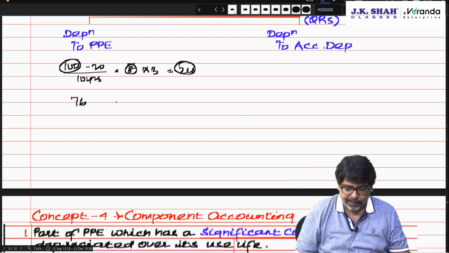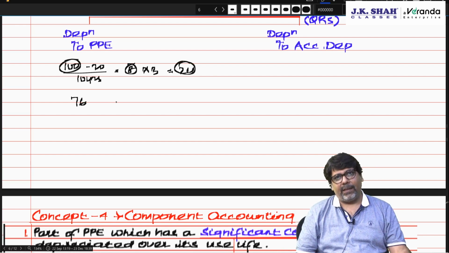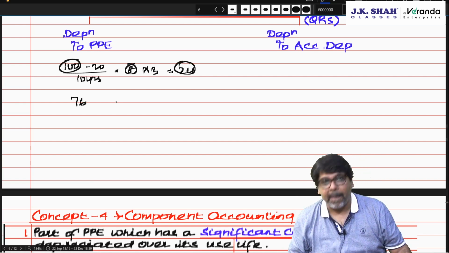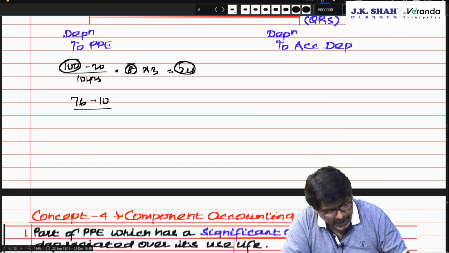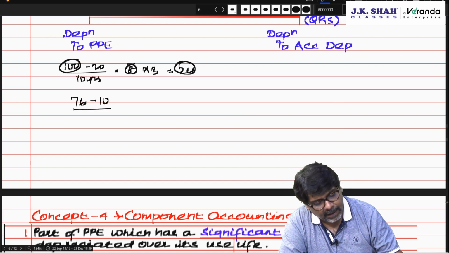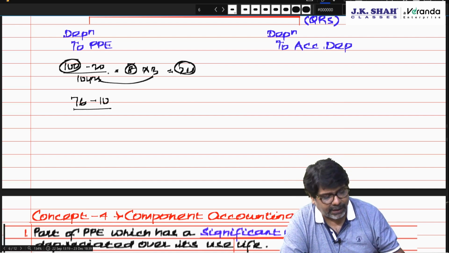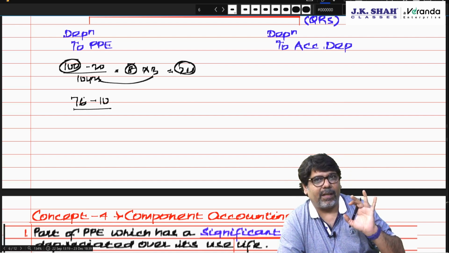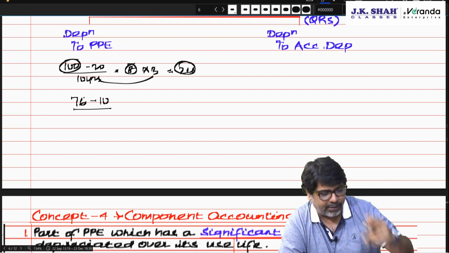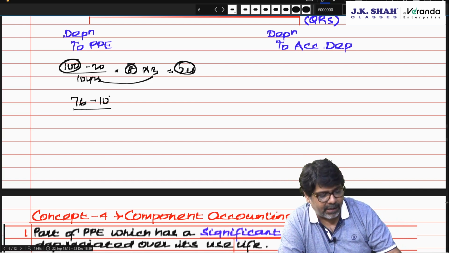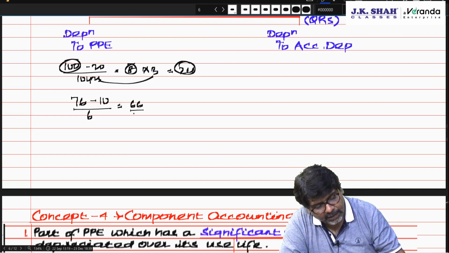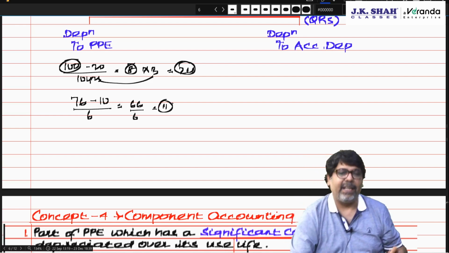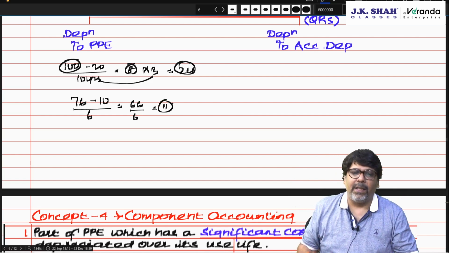Now chartered, we assume, or we find out, that the scrap value is only 10. Life remaining was logically 7, but we assume 6. We feel the asset will not run for another 7 years, but it will run for another 6 years only. And after 6 years, we will not receive 20, but will receive 10 only. Then chartered will divide it by 6. Then 66 divided by 6. From next year, you will start charging 11 rupees. Nothing extra doing. Life is simple.